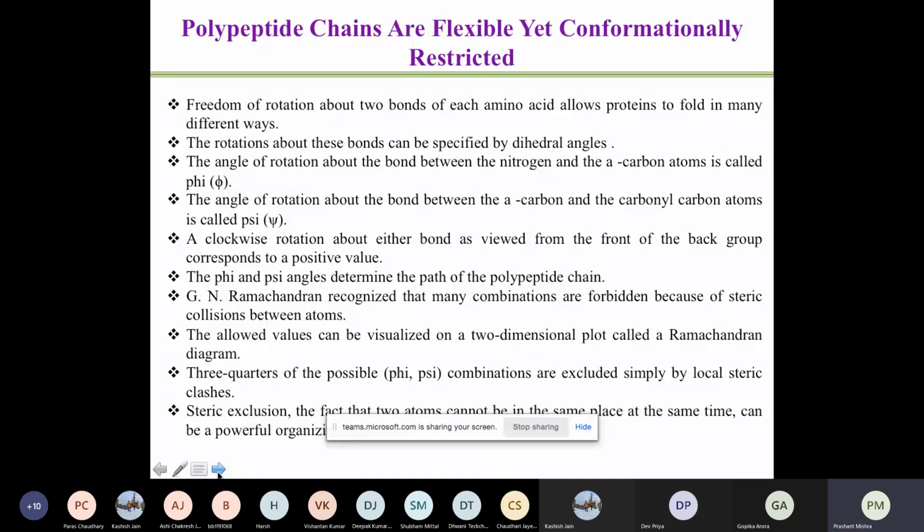The rotation about these bonds can be specified by a dihedral angle. This dihedral angle is nothing but the one we have talked about, the phi bond and psi bond. The angle of rotation about the bond between nitrogen and the alpha carbon atom, this A refers to alpha carbon, is called phi. And the one between the alpha carbon atom and the carbonyl atom is called psi. This is what we have discussed.